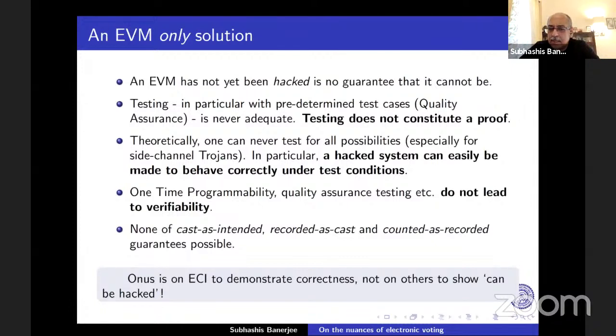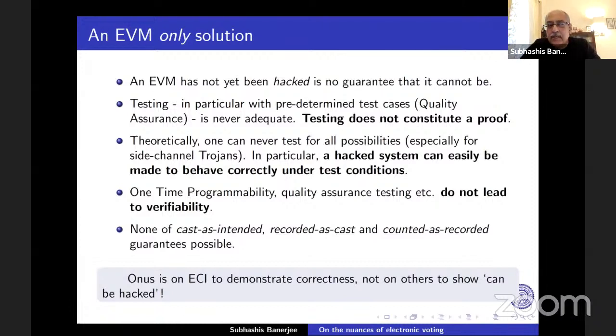So, and also testing, right? Our Election Commission of India seems to be saying that the EVM is safe because they have tested it adequately. You can only test for malfunction. You cannot test for a hidden Trojan. That's known to be an impossible problem in computer science. So testing does not constitute a proof, right?